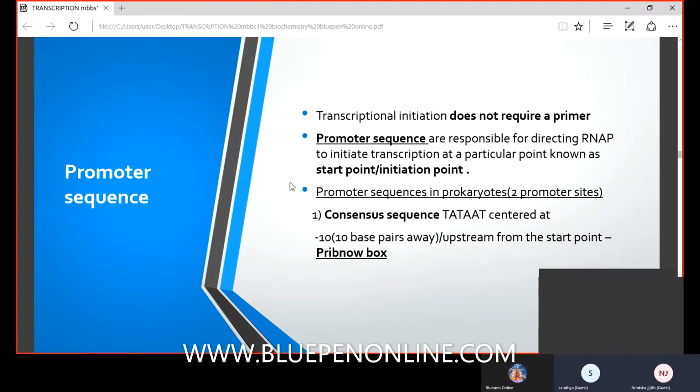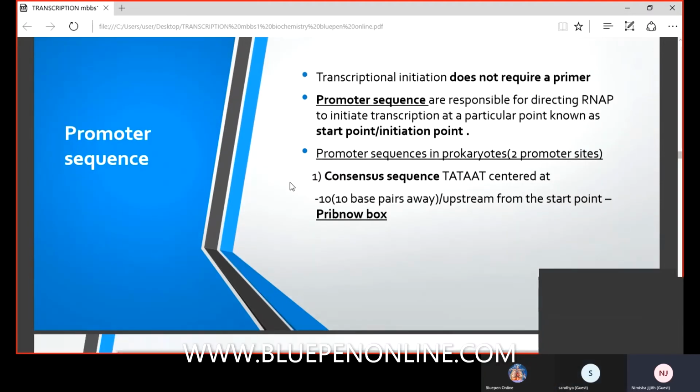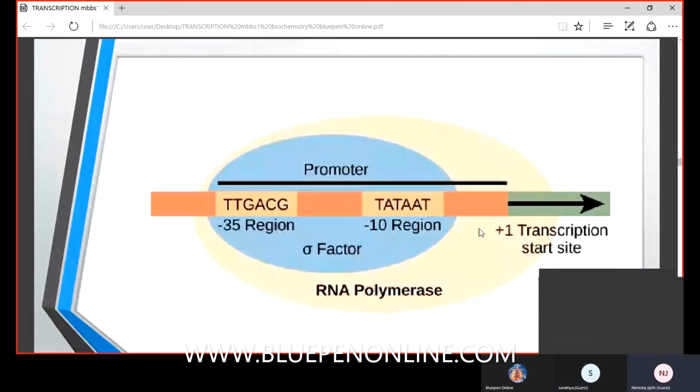You can see this is the transcription site. Upstream means towards the left. Downstream means towards the right. Here, upstream, so the minus 10 region.